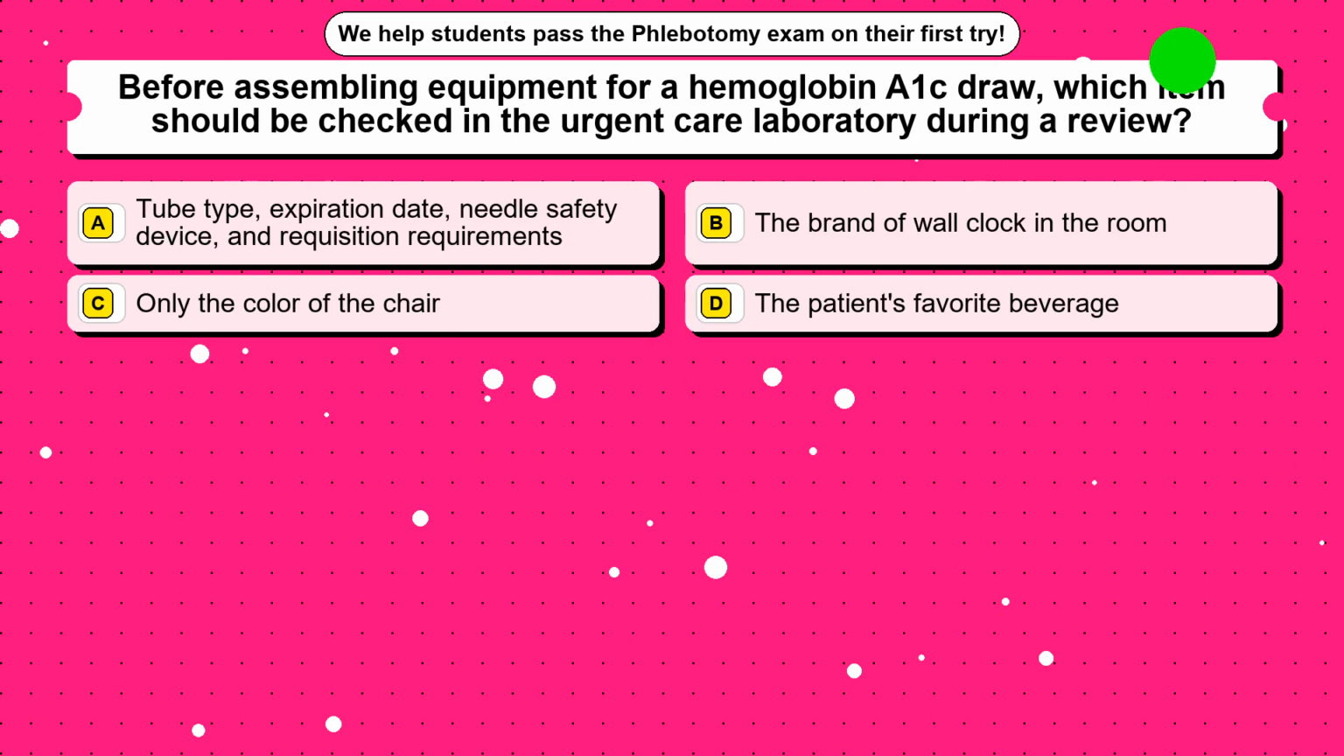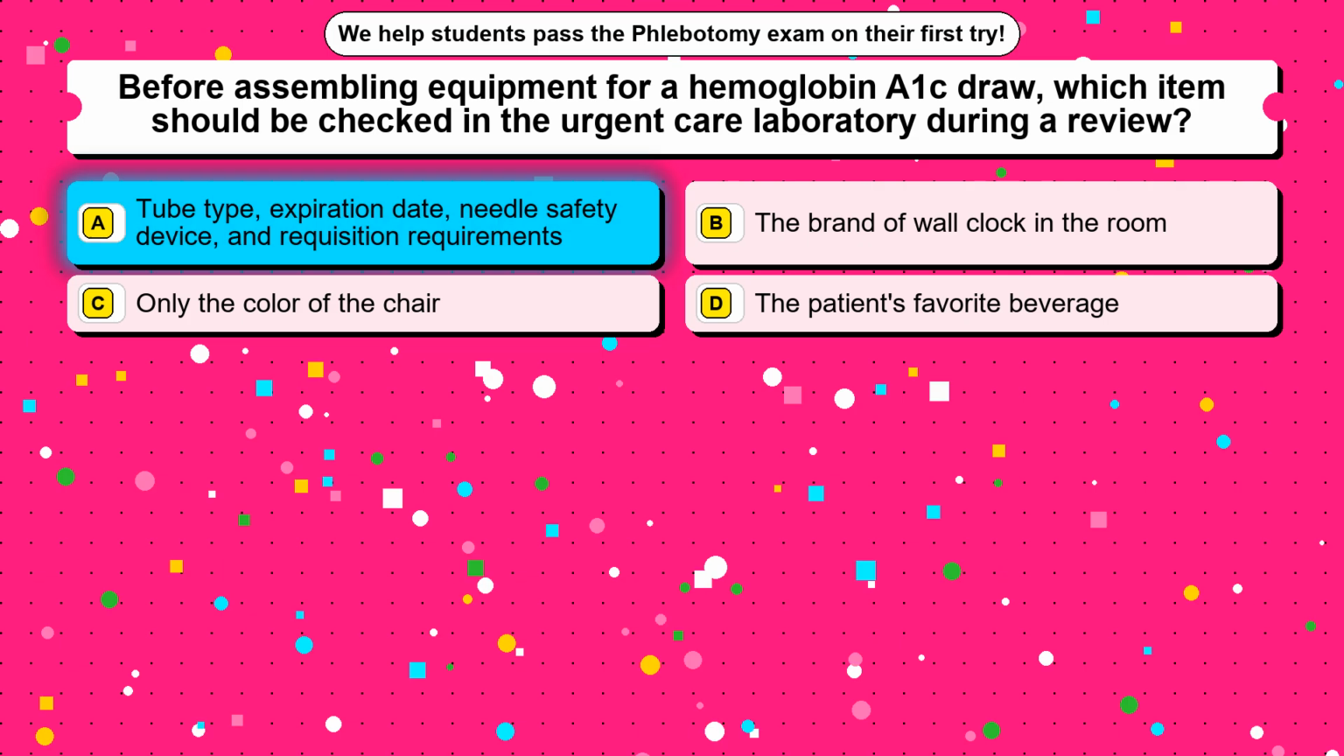Question 90. Before assembling equipment for a hemoglobin A1C draw, which item should be checked in the urgent care laboratory during a review? Option A. Tube type, expiration date, needle safety device, and requisition requirements. Option B. The brand of wall clock in the room. Option C. Only the color of the chair. Option D. The patient's favorite beverage.